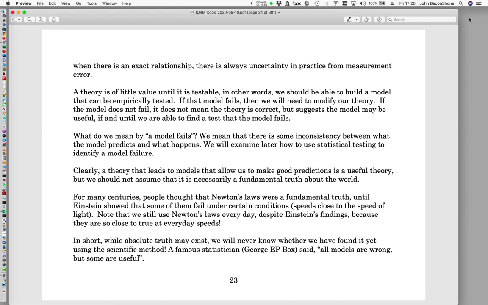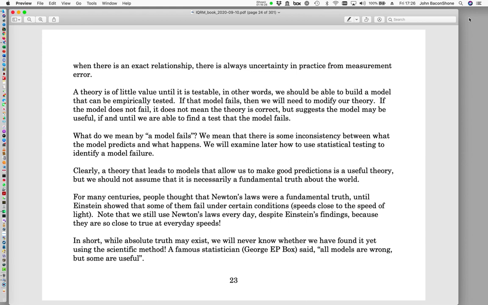So unless you happen to have a very fast car that can travel close to the speed of light, which I don't think will happen with any of our lifetimes, then we don't need to worry too much. So for most situations, we can still happily use Newton's laws, even though we know some of them are actually untrue. So in short, while absolute truth may exist, we will never know whether we have found it yet using the scientific method.